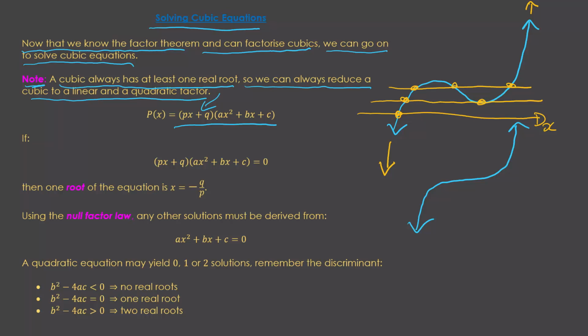One root will come from the linear factor. So for looking for roots, we're saying that (px + q)(ax² + bx + c) is equal to 0. So one root comes from the linear. We want the value that makes that equal to 0, which is x = -q/p. Using the null factor law, any other solutions must be derived from the quadratic equation. So that's when this bracket here is equal to 0.